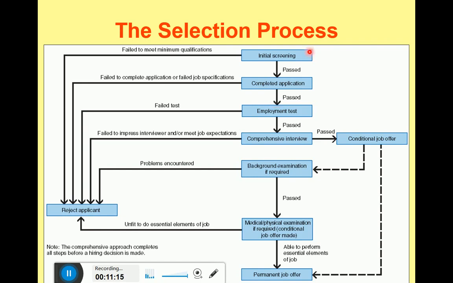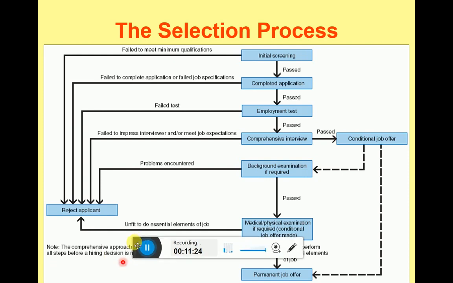Now we are going to study each step in detail. Our first step is initial screening. Now let me explain a bit what is initial screening.